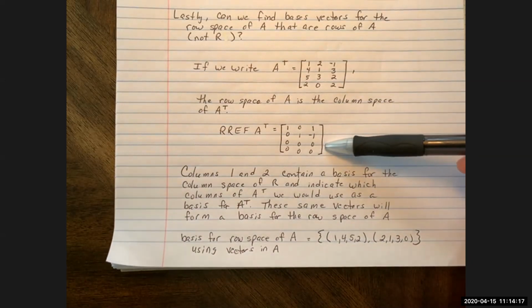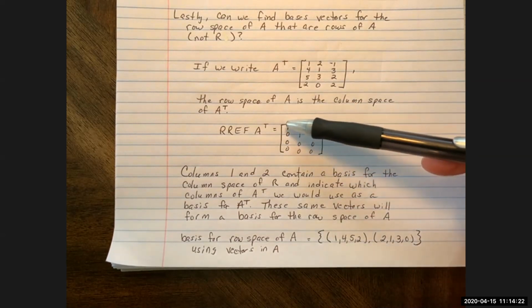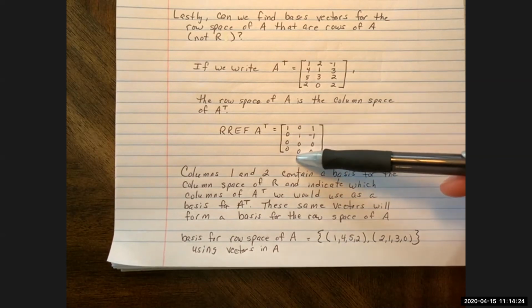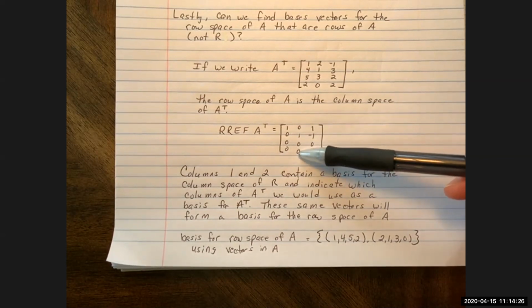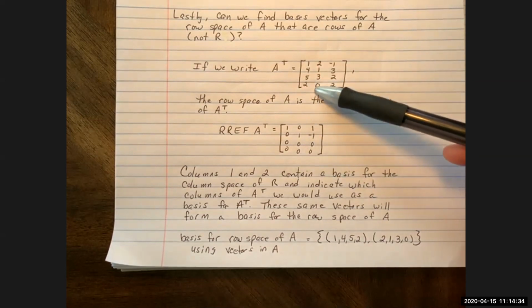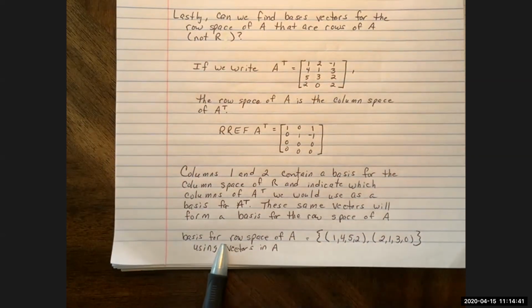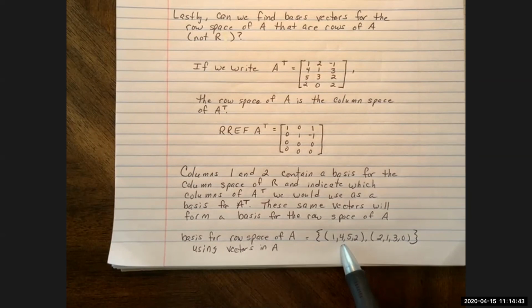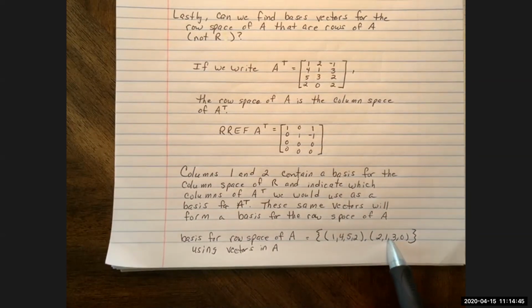I found the reduced row echelon form of A transpose, and this would indicate that we want to use columns 1 and 2 of A transpose as a basis for the column space of R. That translates to columns 1 and 2 for a basis for the column space of A transpose, which means now we can take the basis for the row space of A being the first 2 rows of A, since that corresponds to the columns of A transpose.